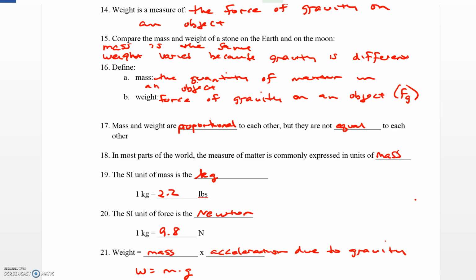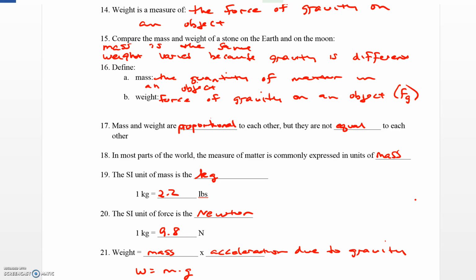So mass is the quantity of matter in an object, and weight is the force of gravity acting on that object. And we can symbolize weight with an F subscript G, which stands for the force due to gravity. 17. Mass and weight are proportional to each other, but they are not equal to each other.